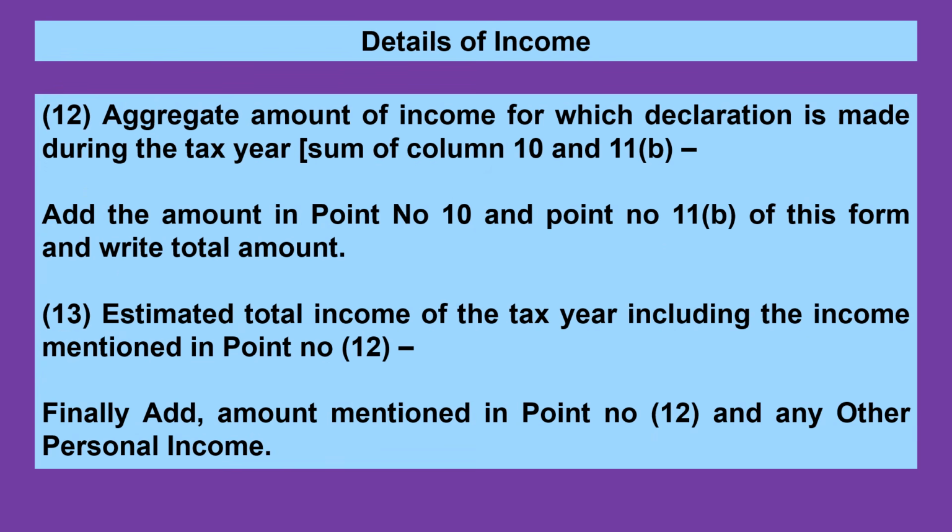Point number 12, aggregate amount of income for which declaration is made during the tax year, that is the sum of column number 10 and 11B. Add the amount in point number 10 and point number 11B of this form and write the total amount. Point number 13, estimated total income of the tax year, including the income mentioned in point number 12. Finally, add the amount mentioned in point number 12 and any other personal income, that is salary and pension, etc.